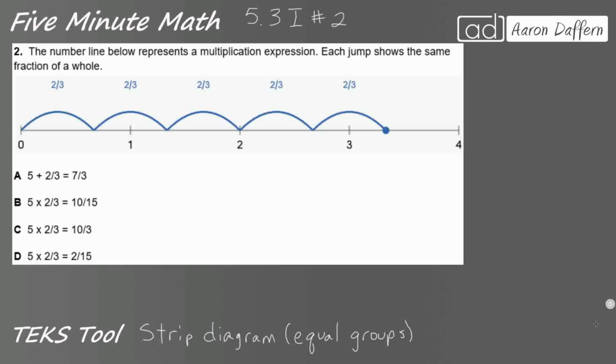So we have a number line here, and it is supposed to represent a multiplication expression. And we are supposed to find which one matches this. So take a look at our number line. It goes from 3 to a little bit past 3 and something. But what we can see here is that we've got these jumps. All right, so let's think of jumps on a number line.